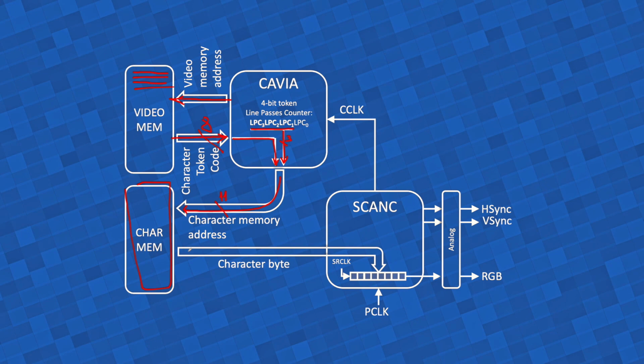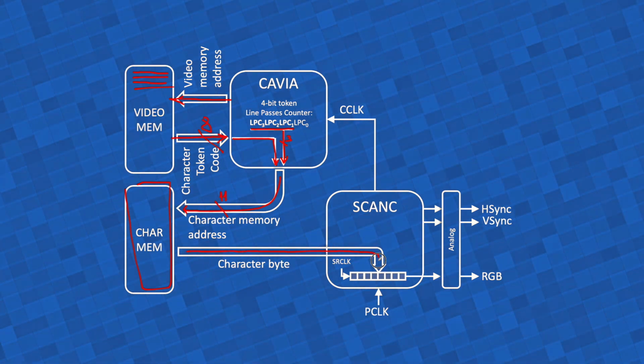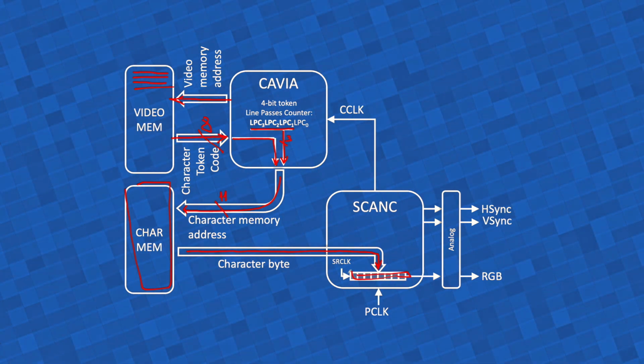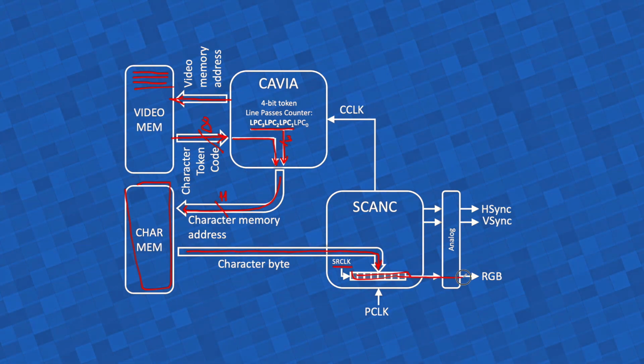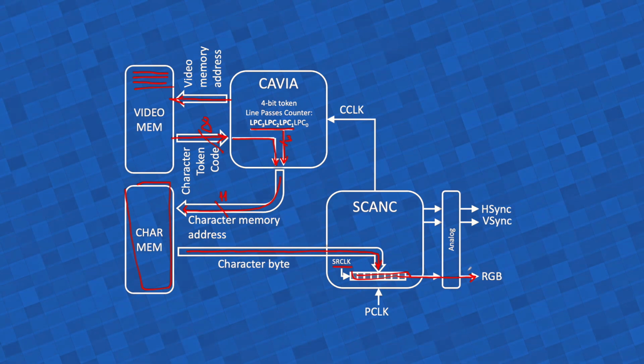The character memory replies with 1 byte of the character's bitmap at a time, which gets loaded in this shift register, and then on each shift register clock cycle, one of the bits of the respective byte is sent out to the monitor, to the screen. That's how the whole thing works.